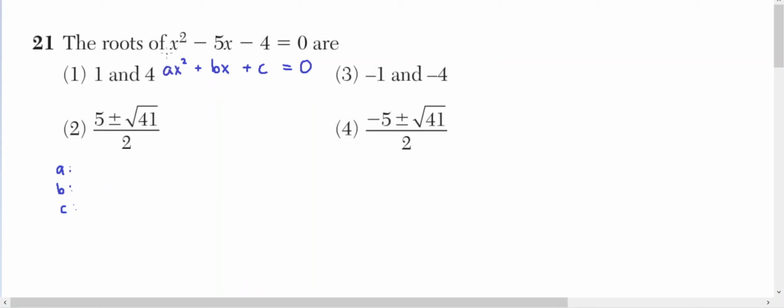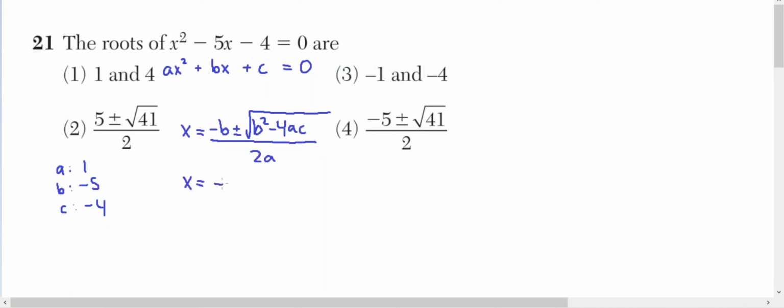So a matches with the number in front of x squared, which is positive 1. B is the number in front of x, which is negative 5. And c matches up with the constant, which is negative 4. So recalling our quadratic formula, we have x equals negative b plus or minus the square root of b squared minus 4ac all over 2a. So now we just need to plug and chug.